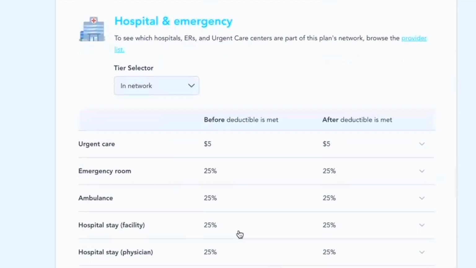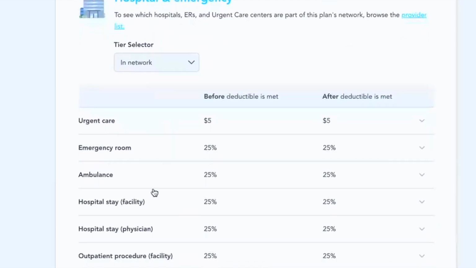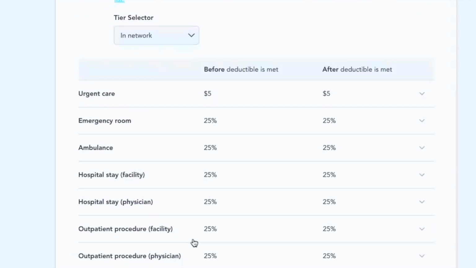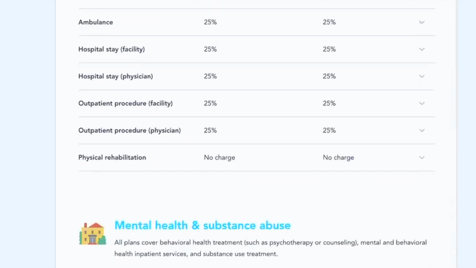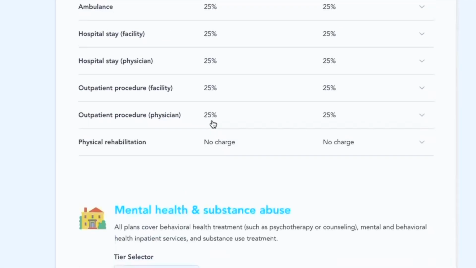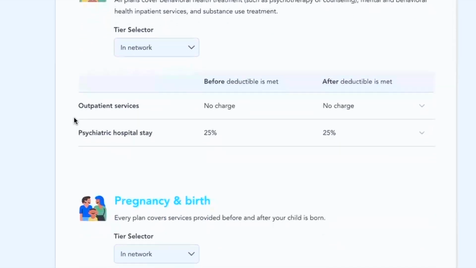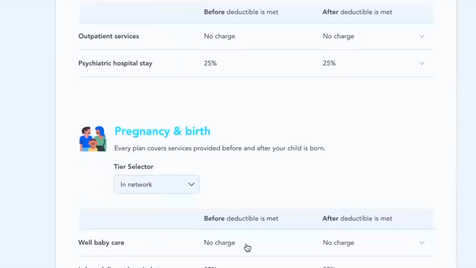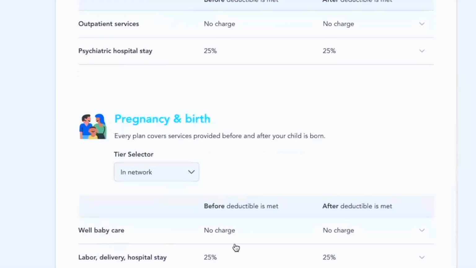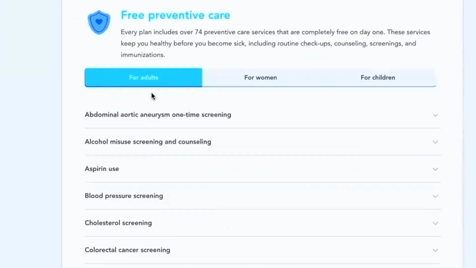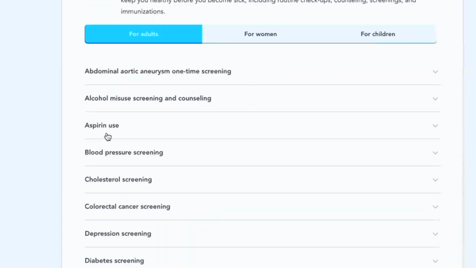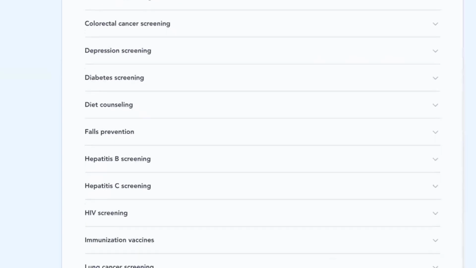Urgent care, $5. Emergency room, ambulance, hospital stay, outpatient, physical rehab, she will pay no charge for rehab and 25% for these services here. And we have outpatient services, no charge. Psych hospital stay is 25%. Well, baby care is no charge, and labor and delivery is 25%. And here are all the preventative care that is free. So all of these services here are free, okay?